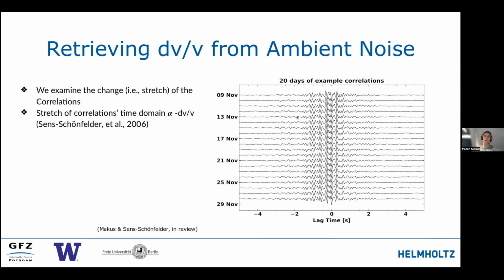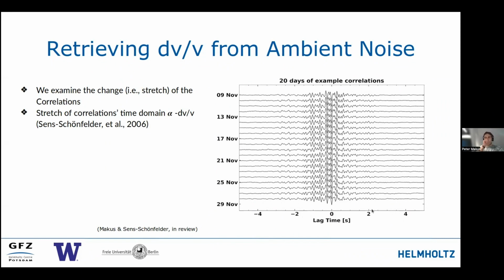Well, we have 20 days of these correlation functions, these empirical Green's functions. And if we have a really close look at these functions, we could see that they change ever so slightly from day to day, especially if we look at these parts in the coda. This turns out to be a velocity change in the medium. So how do we quantify this velocity change?